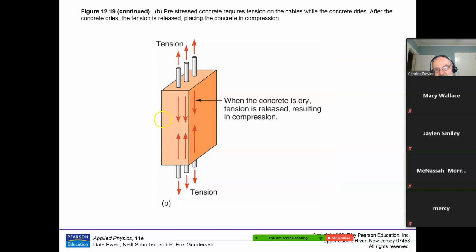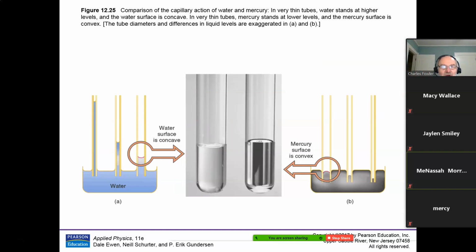And there's your steel reinforced concrete. Okay, you pre-stress the tension in the cables, pour the concrete around the cables. When the concrete dries, now when concrete dries, it tends to have little holes because the water that's dried out leaves some pores there. Well, when you then release the tension on the cable, that pulls that concrete together and you have a stronger product. So that's what they're talking about there. So let's move on to properties of liquids.